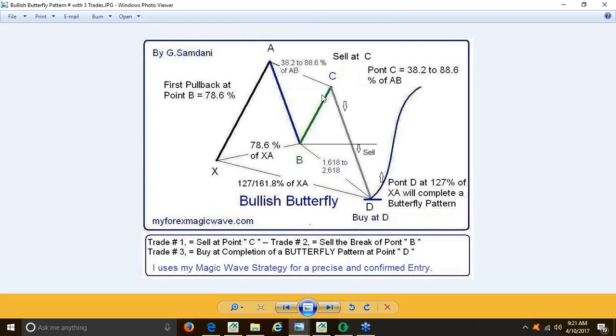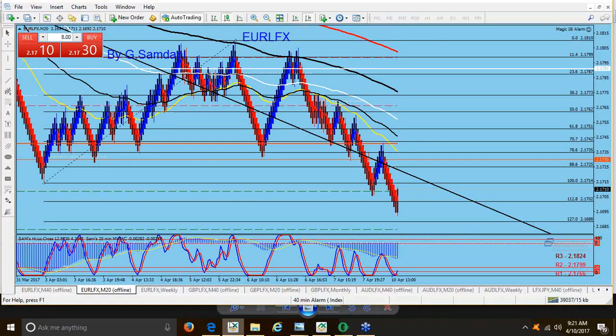Well, usually it goes back to make a C point before dropping somewhere close to point A, usually 23% of the same fib, right? Or sometimes it stops at 38% in the case of a butterfly especially, and sometimes it goes a little beyond 23%, and things can happen.